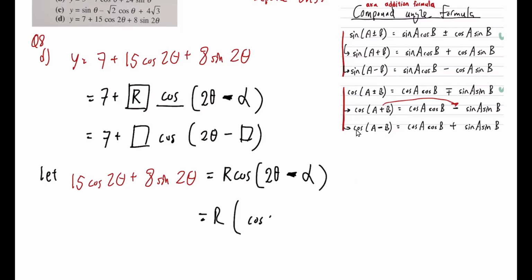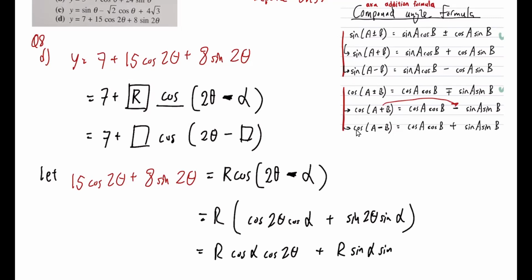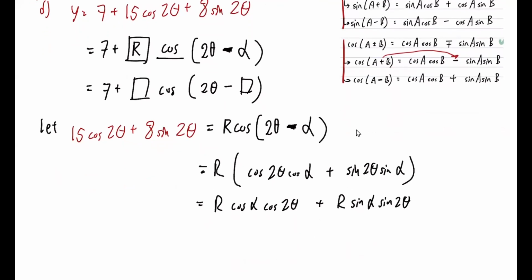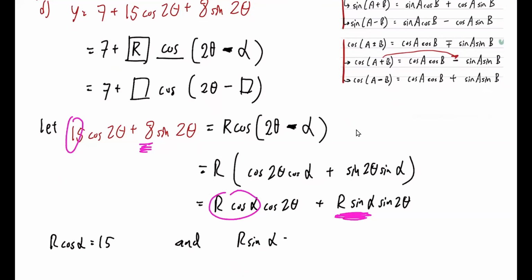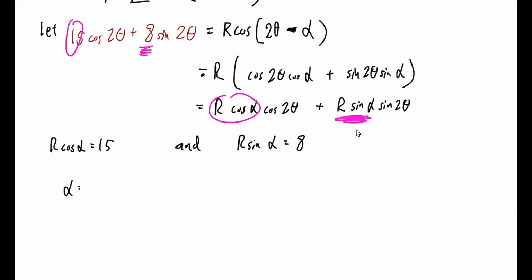R multiplied by cos A cos B plus sine A sine B. Multiply the R into the cosine alpha, then to the cosine 2 theta, plus R times sine alpha sine 2 theta. Now, pattern. Cosine 2 theta, 15. I'll circle the relevant part and conclude that R cos alpha equals 15. What else? 8 and R sine alpha must be the same. Following so far? Very good. So what is alpha? Just do it straight away.